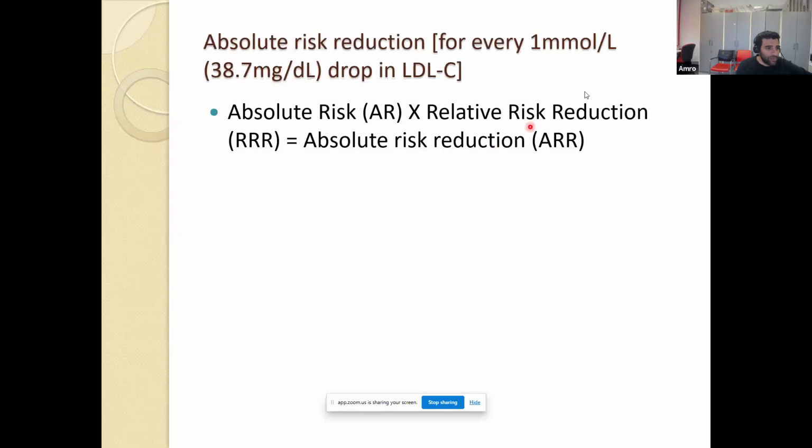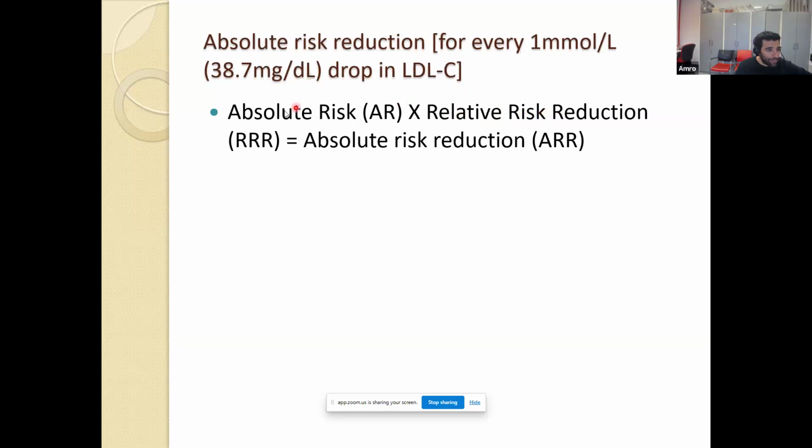So, I've already told you that for every 1 millimole drop in LDL cholesterol, or 38.7 milligram per deciliter using American units, you get a 25% relative risk reduction. So we know we can plug that in here, 25%. If I bring a patient's cholesterol down by 1 millimole per liter, I've already reduced their risk by 25%, assuming they take it for 1 year. They have to take a tablet for 1 year before I can say that.